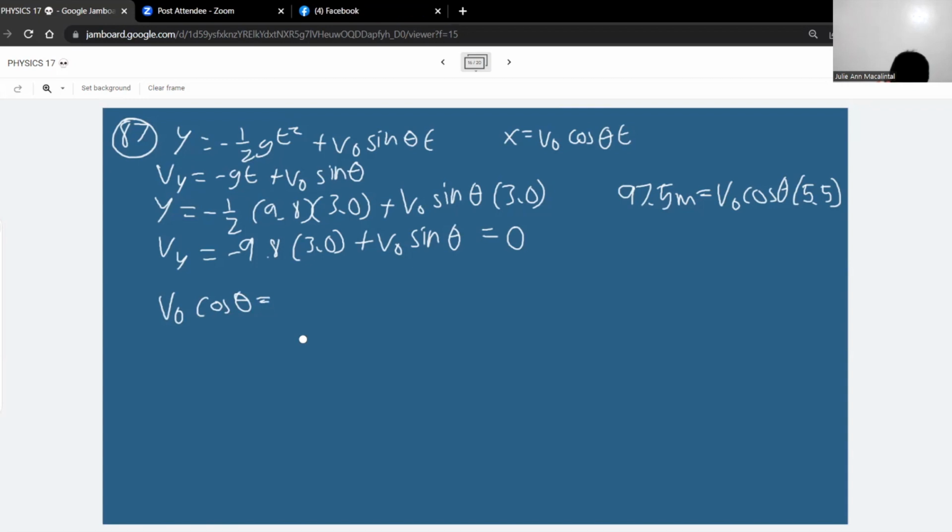So v sub 0 cosine theta is 97.5 divided by 5.5. Check ko lang, 97.5 divided by 5.5. That's going to be 17.7 meters per second. Tapos, yung v sub 0 sine theta, ano naman?